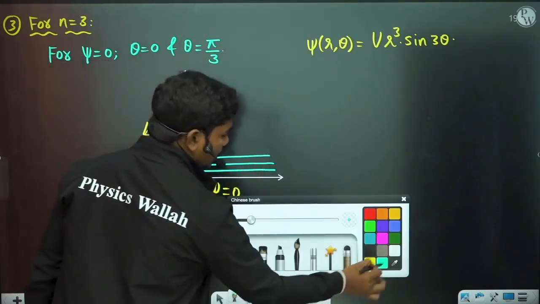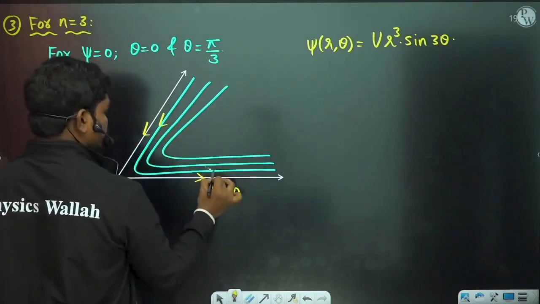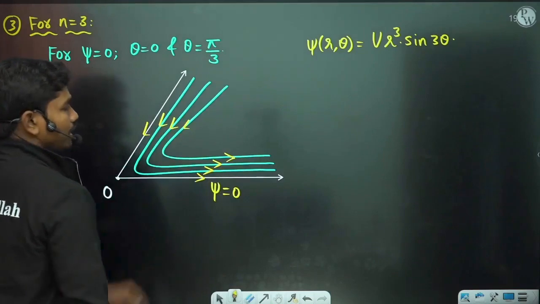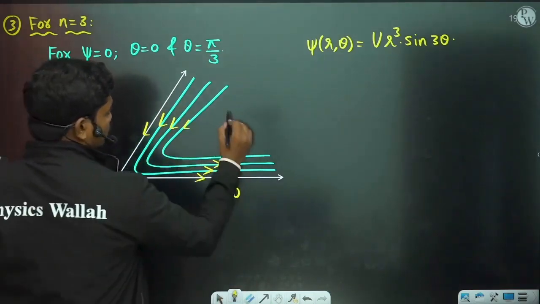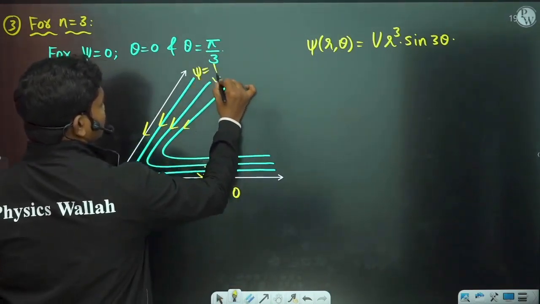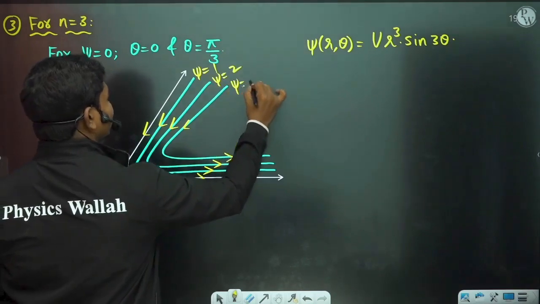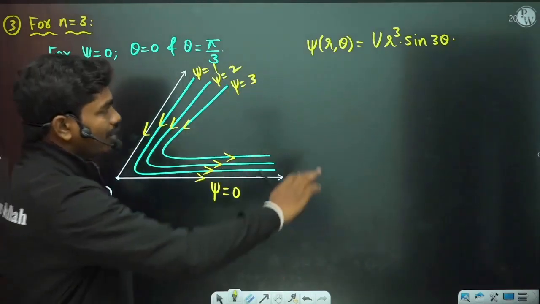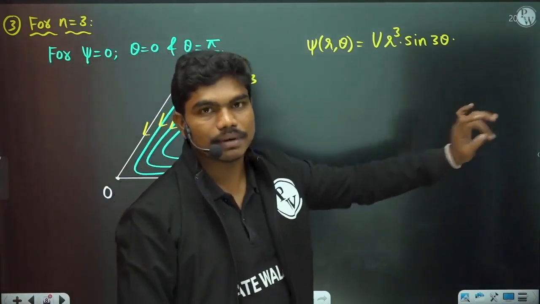This is how you will get the flow. It means the streamlines in this case are obtained along this particular line. For example, psi equal to 1, psi equal to 2, psi equal to 3, like this. So the streamlines look in this fashion. I cannot show you this mathematically because it will be slightly lengthy, but I'll show you graphically.